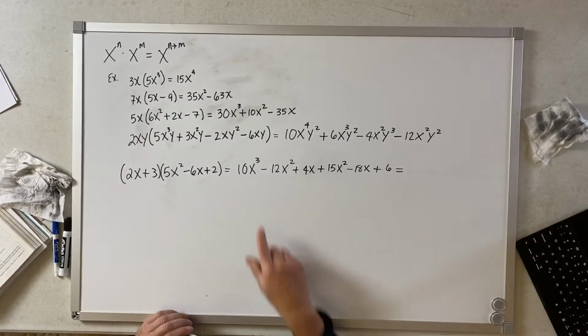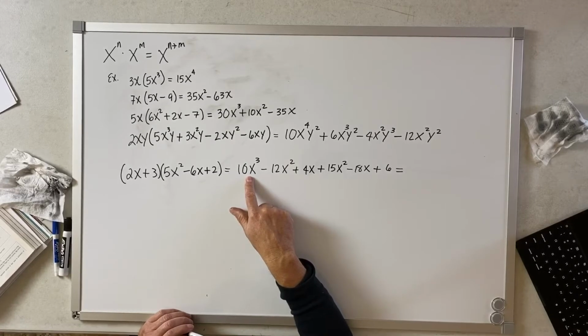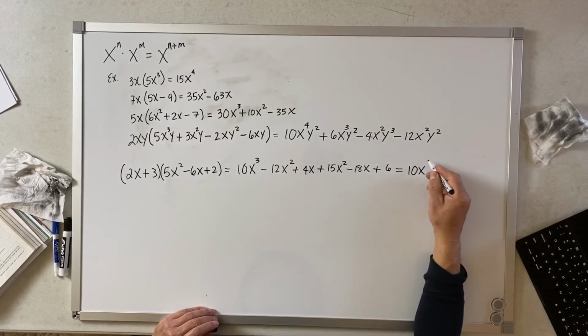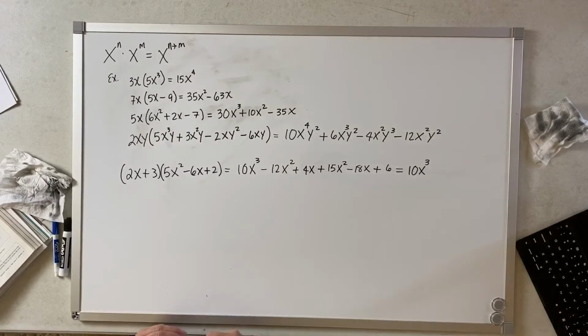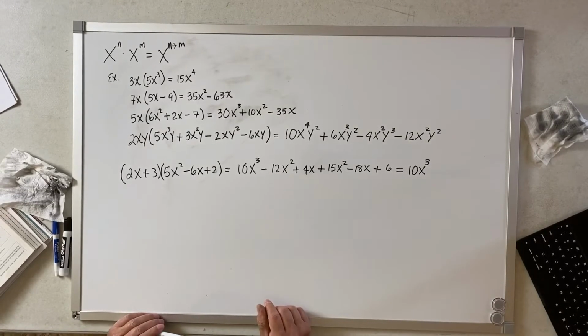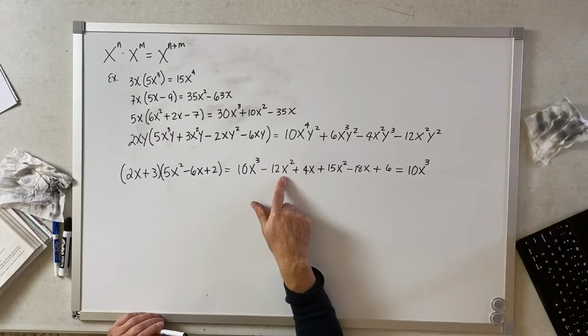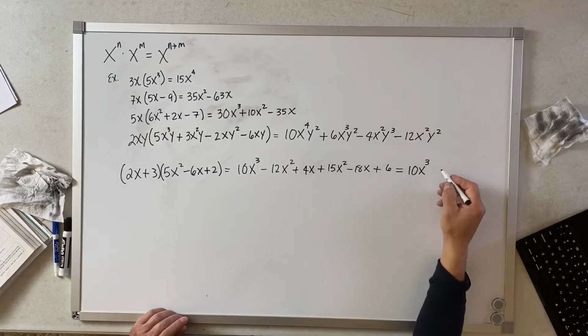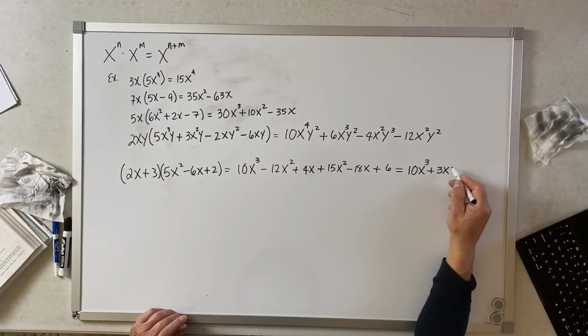Okay? And this goes first. This is the leading term, so it's going to be 10x cubed. Okay? And then negative 12x squared plus 15x squared is going to be what? Plus 3x squared.